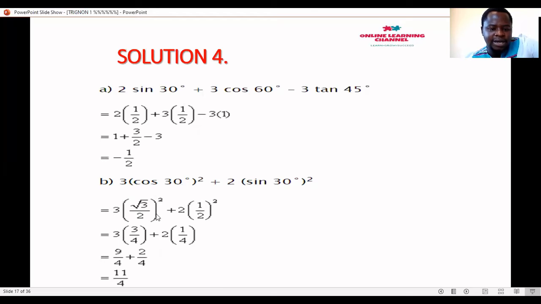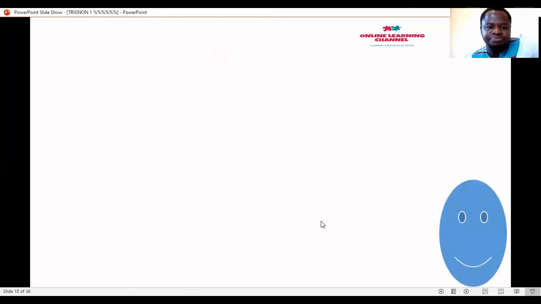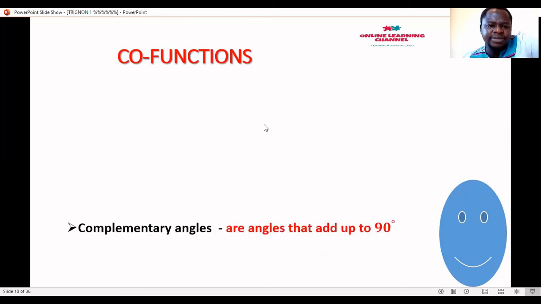So here you have got 3 into cos 30 squared plus 2 sin 30. All these are special angles. So 3 into root of 3 over 2 squared plus 2 into 1 over 2, since sin 30 is 1 over 2. Then you'll have 3 into 3, root of 3 squared is 3, over 2 squared is 4, plus 2 into 1 over 2, which is 9 over 4 plus 2 over 4, 11 over 4. This is simple.